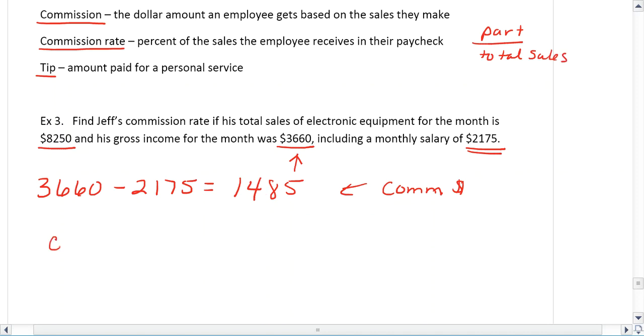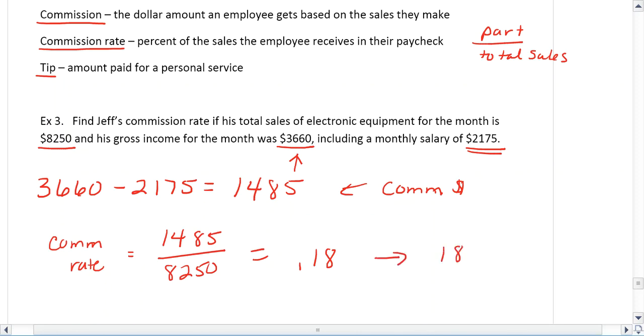To find the commission rate, we'll take the part that he got to keep, the $1,485, and divide it by the total sales of $8,250. And I got 0.18, which then gives us a commission percent of 18%. That's pretty good if you can get 18% commission. I don't know if I've heard of that.